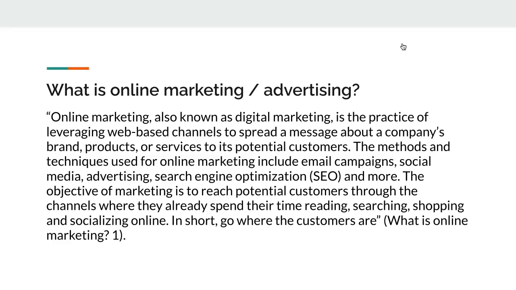So, what is online marketing and advertising? Online marketing, also known as digital marketing, is the practice of leveraging web-based channels to spread a message about a company's brand, products, or service to its potential clients or customers. The methods and techniques used for online marketing include email campaigns, social media, advertising, search engine optimization, and more. The objective of marketing is to reach potential customers through the channels where they already spend their time reading, searching, shopping, socializing online. As some of our theorizers call this, free labor, which we'll talk about later. In short, go where the customers are.